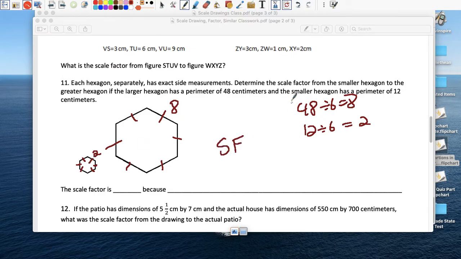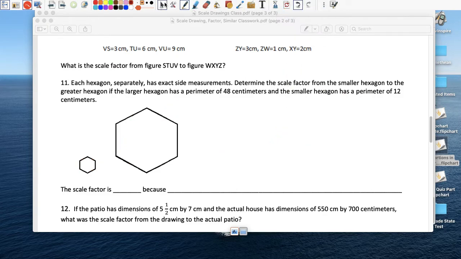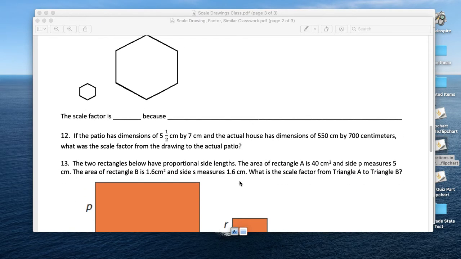So this is a scale factor where we're going from the smaller to the greater. So it's an enlargement. We're going to do the big one, 8 over 2, and the scale factor is 4. Okay. So this one, very messy. I think, let's see how I fix this.